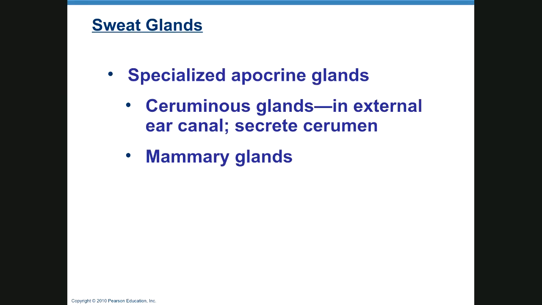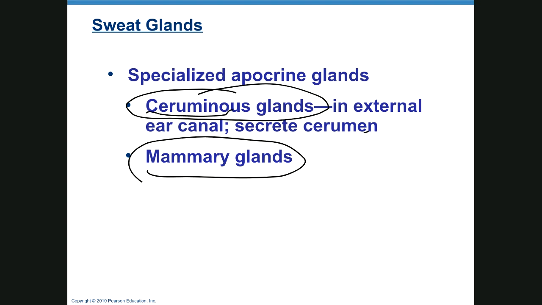Okay. Another form of sweat gland are the ceruminous or waxy glands found in the external ear canal. So they secrete the earwax. Mammary glands are also modified sweat glands.